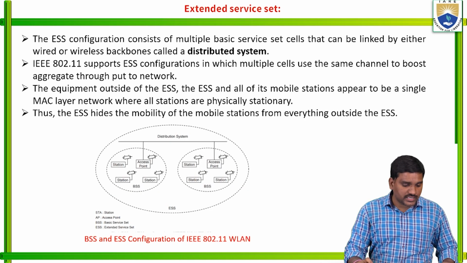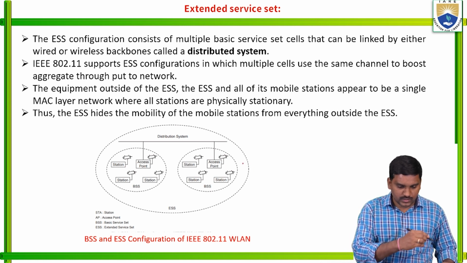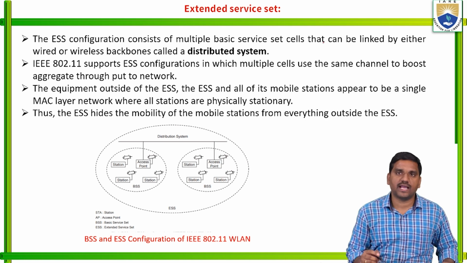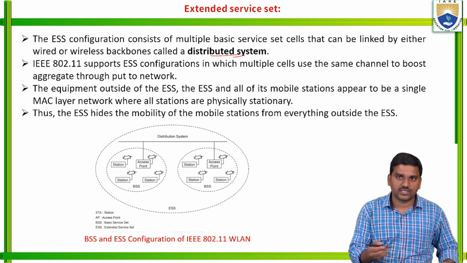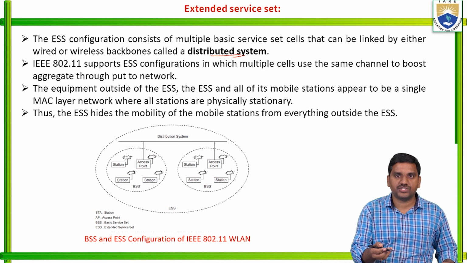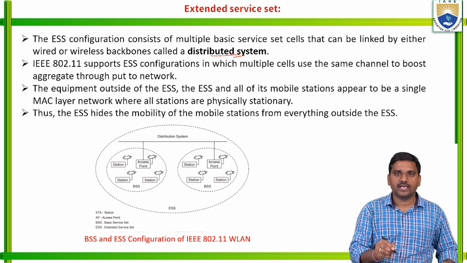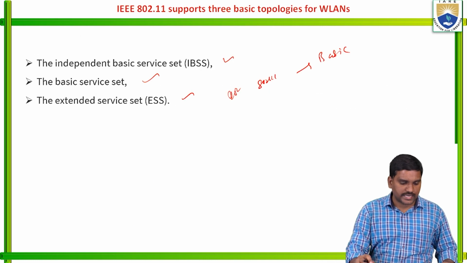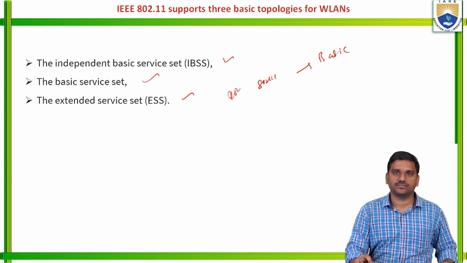The last topology here is the extended service set. So, the same diagram from the previous slide. Multiple basic service set cells can be linked by either wired or wireless backbones called a distributed system. The same points I mentioned on the previous slide. So this is one of the topologies supported by IEEE 802.11. Basically three types of topologies: independent basic service set, basic service set, and extended service set.